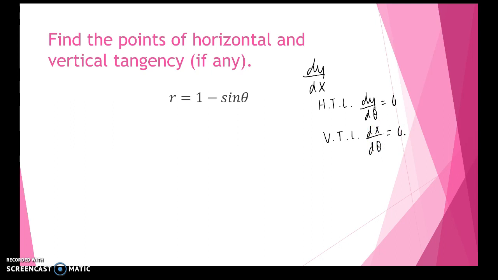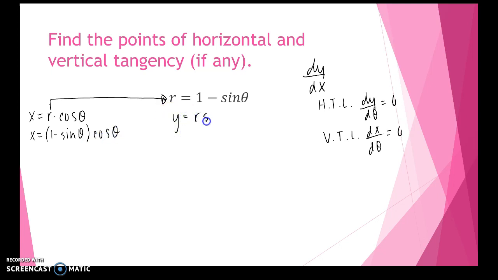So let's first find dy/d theta and dx/d theta. Using our rectangular conversion, x equals r cosine theta. Here r is just our function, 1 minus sine theta, times cosine theta. y equals r sine theta, so our parametric equation for y is 1 minus sine theta times sine theta.